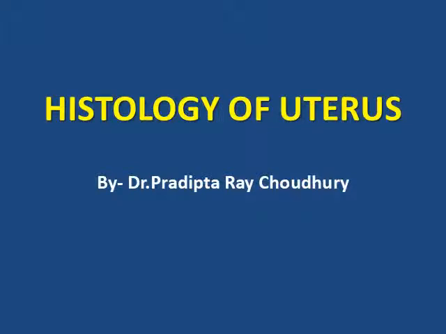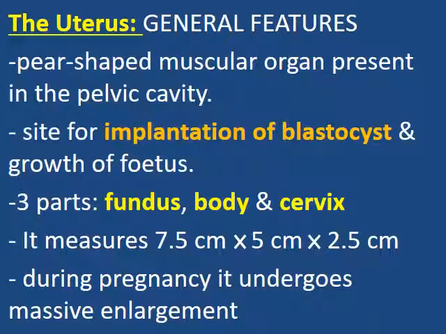Dear student, today's class is Histology of Uterus. Starts with general anatomy of the uterus. Uterus is a pear-shaped muscular organ present in the pelvic cavity. It is the site for implantation of blastocyst, and in the uterus growth of fetus occurs. Uterus has three parts, that is fundus, body and cervix.